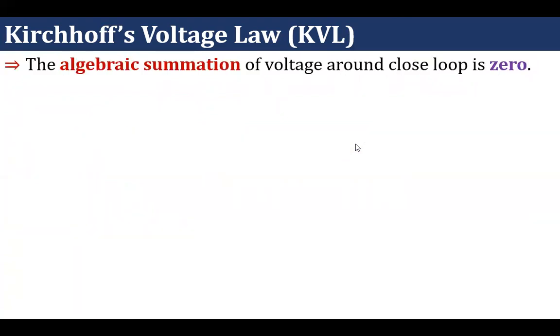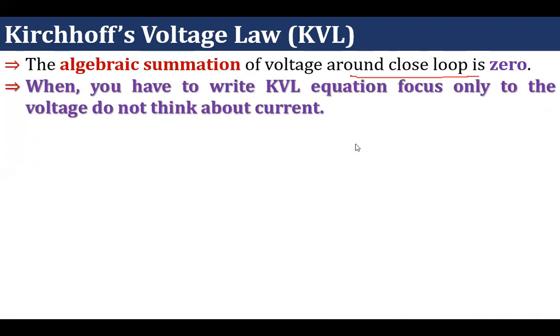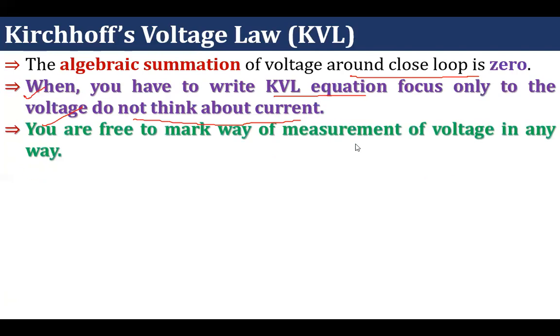Now we have seen that as per KVL, the algebraic summation of the voltage around a closed loop is 0. Two important points you have to remember when writing the KVL mathematical equation. The first thing is that when you write the KVL equation, focus only on the voltage. Do not think about current. Forget about current, just concentrate on the voltage across the element and write the KVL equation.